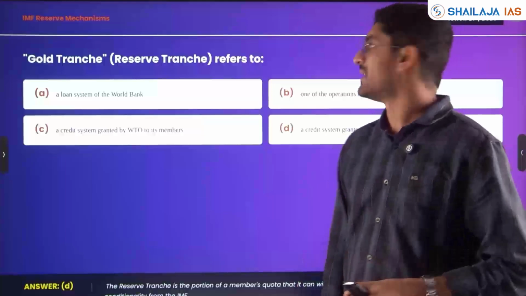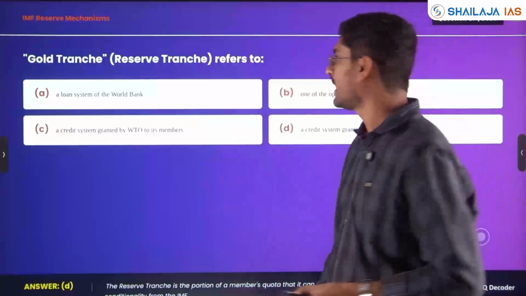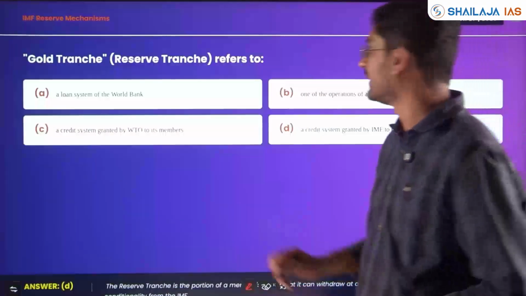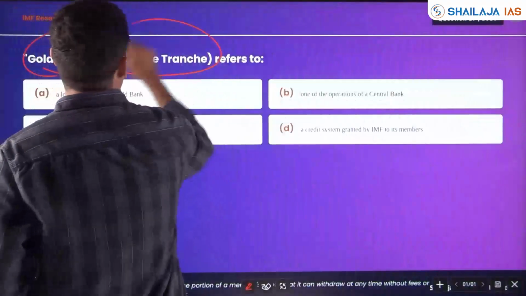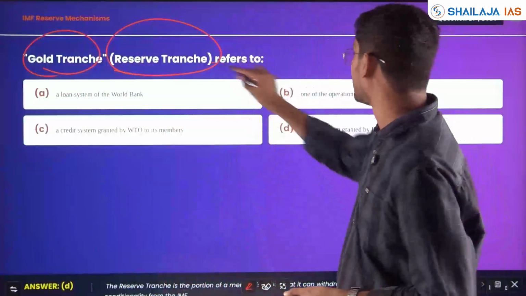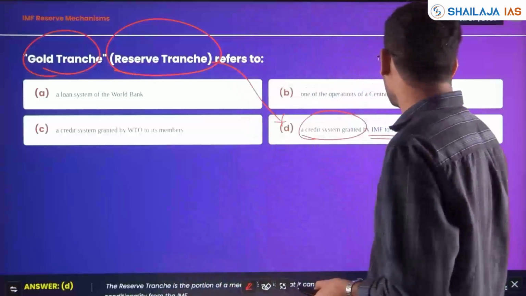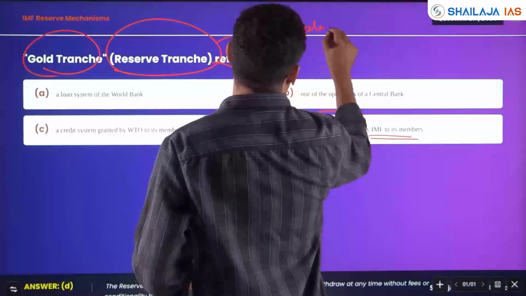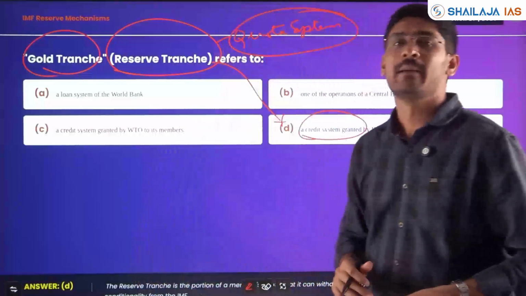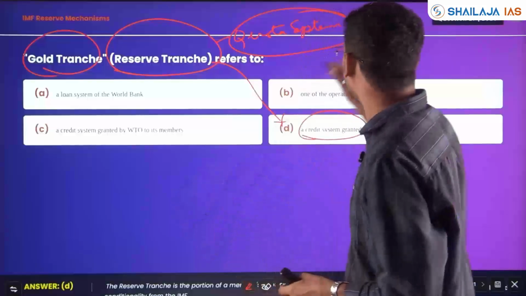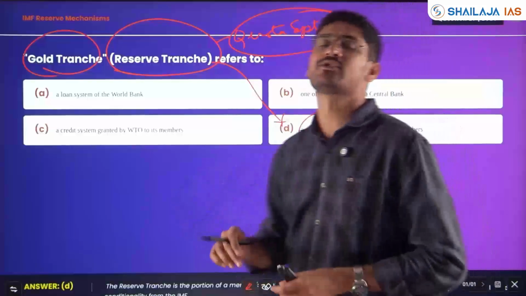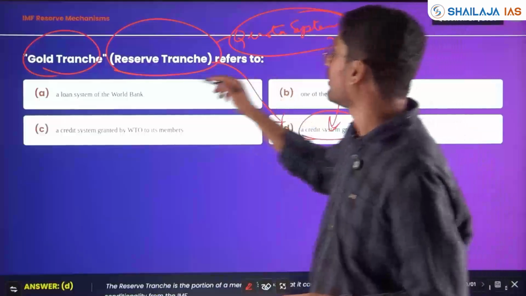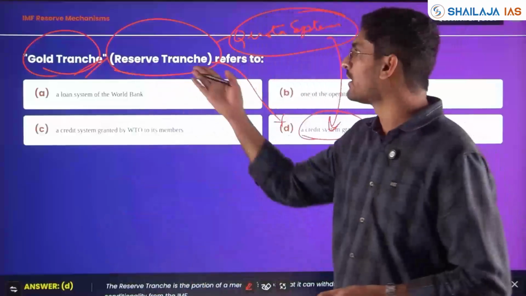Gold tranche, reserve tranche refers to the quota with respect to the IMF, sorry, not the World Bank. It is the loan which it gives whenever countries are going through a BOP, balance of payment crisis. This is a credit system granted by the IMF to its members, called the quota system. Every country has to place some of its gold, currency, dollars under a quota system with the IMF, and whenever a country is going through this crisis, the IMF will help it come out of the economic crisis. Those are called gold tranche or reserve tranche.